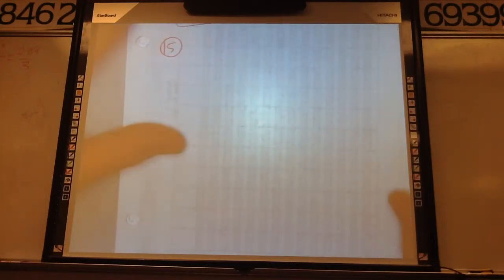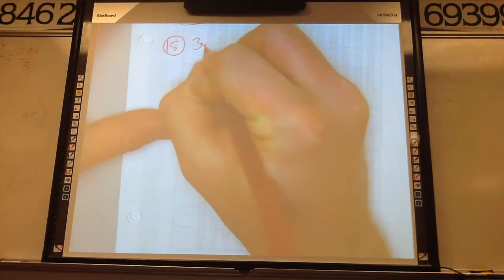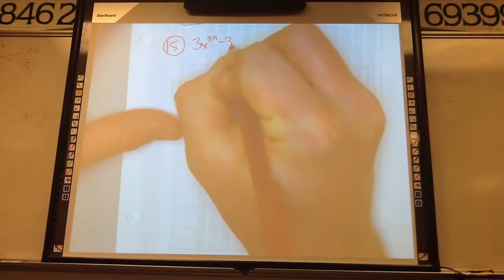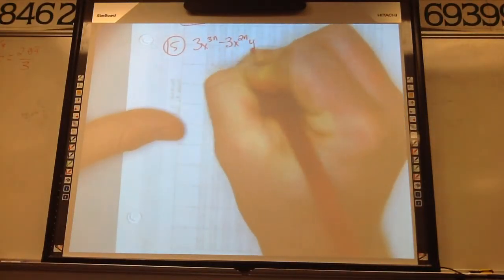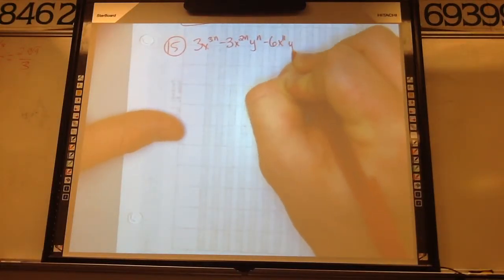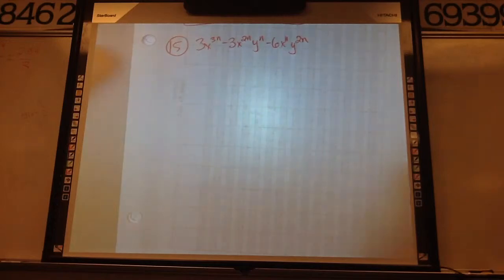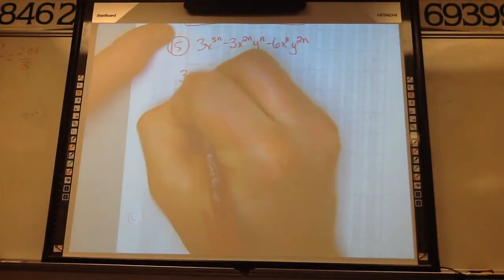Okay, 15. I know how to start this one. I don't know what to do. Oh, this one's easy. Wait, really? It's not easy. GCF it. So you pull out 3x to the n. 3x to the n, yes. That's it.